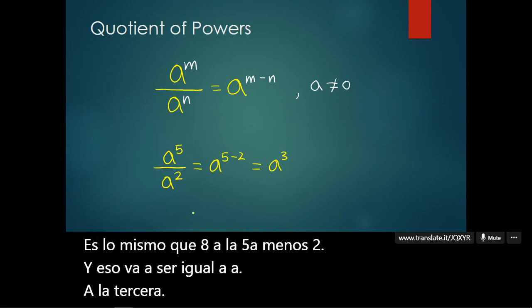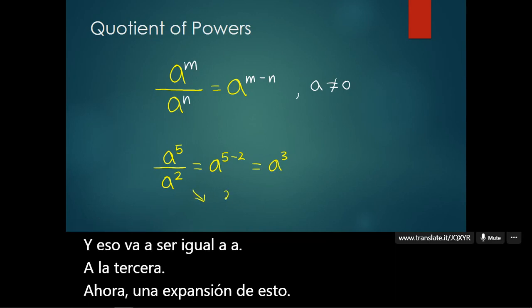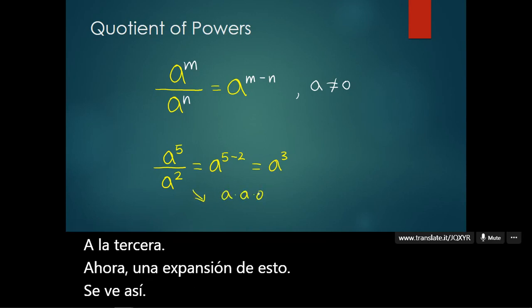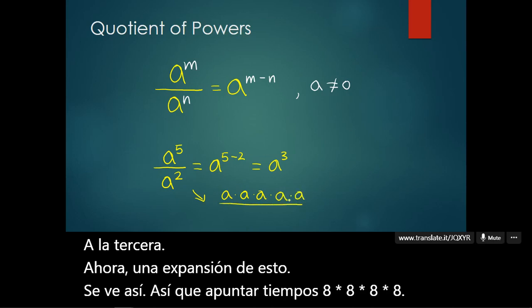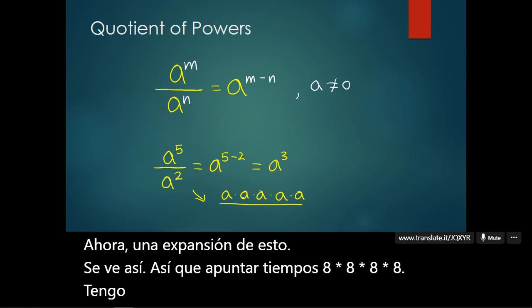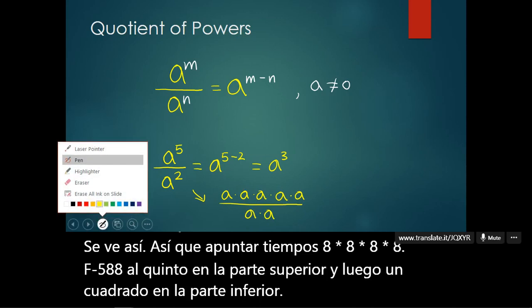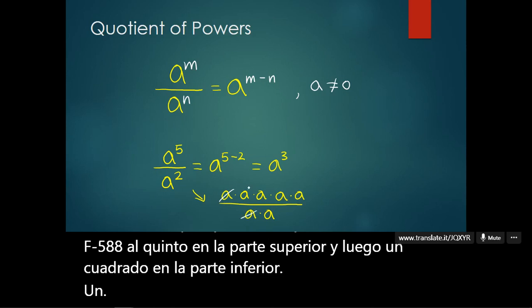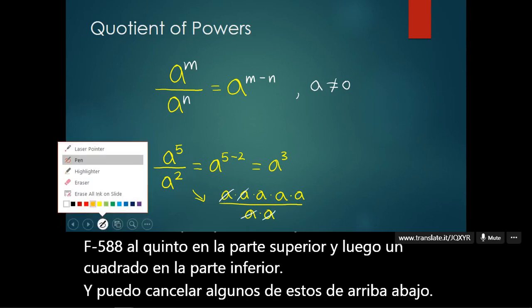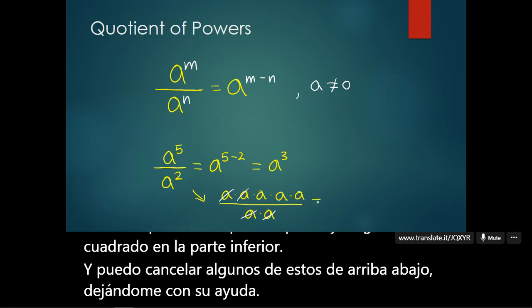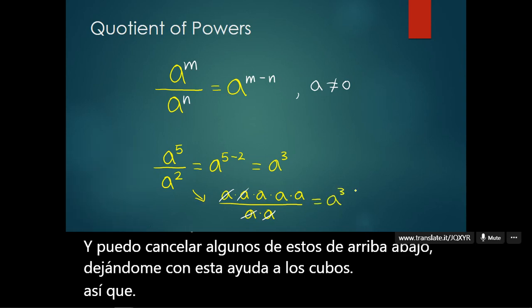Now an expansion of this looks like this. So a times a times a times a times a, I have 5 a's, a to the fifth on top, and then a squared at the bottom. And I can cancel some of these from top and bottom, leaving me with just a to the cubed. So this is another way of looking at it.